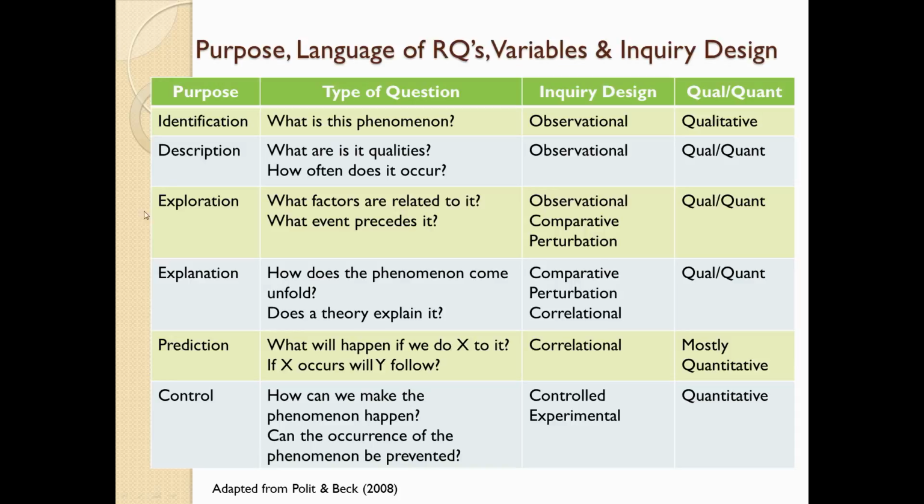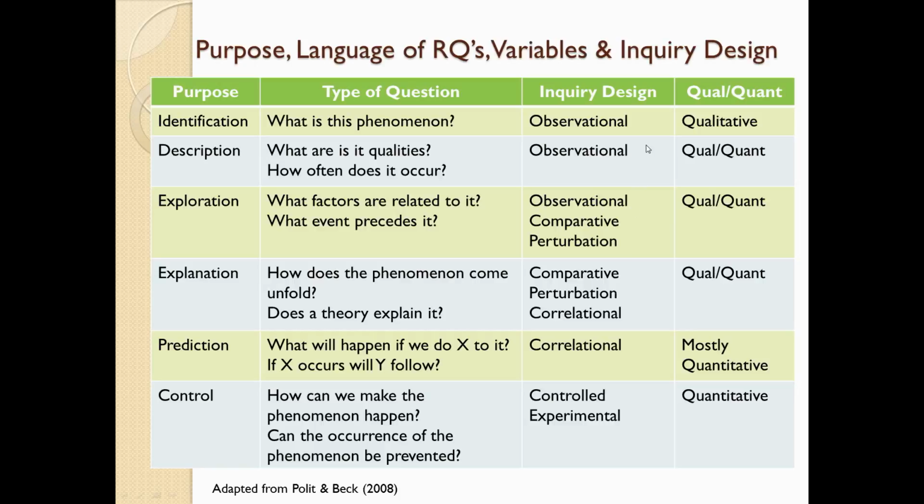And as you can see in this table, I've provided these categories, an example of the sorts of questions that you could expect to derive from those purposes, and then linking that to different types of inquiry design. So these are the inquiry design types that we're going to look at in this unit. Observational, comparative, perturbation, correlational, and controlled experimentation. So as you see, there's a bit of overlap across these purposes and the inquiry design, but there is a trend in the direction and the types of science inquiry that they use.